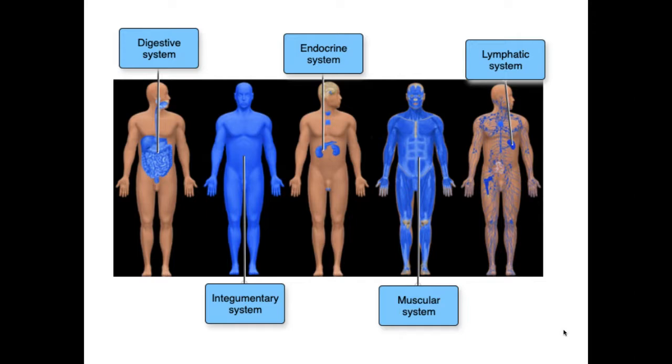Fourth picture, we're looking at the muscular system. When we talk about muscles, we have three types of muscle in the human body. What we're looking at here in this picture is skeletal muscle. Skeletal muscle attaches to your skeleton and is voluntarily or consciously controlled.